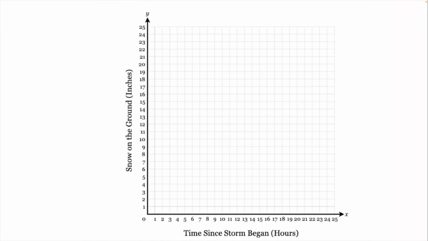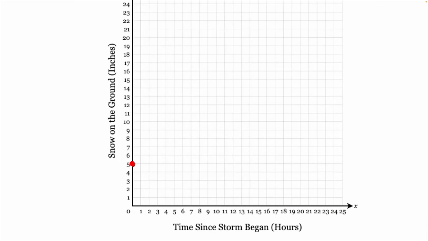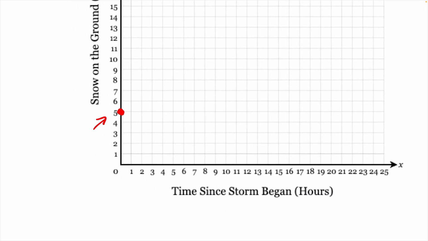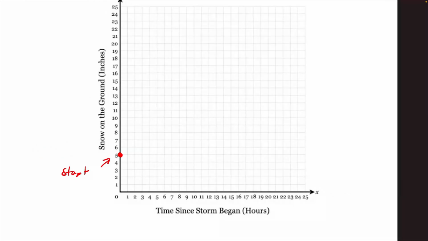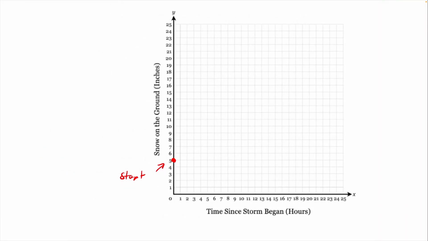So this is hours down here, time since the storm began, right? How much time has passed so far? Has 1 hour, 2 hours, 3 hours, or nothing? Nothing has passed. That's 0. But there's snow on the ground. How high is the snow? So we're going to go up and make a dot. Good. That dot represents the beginning, the start. We started with 5 inches at the beginning. Let's go to the next line now.